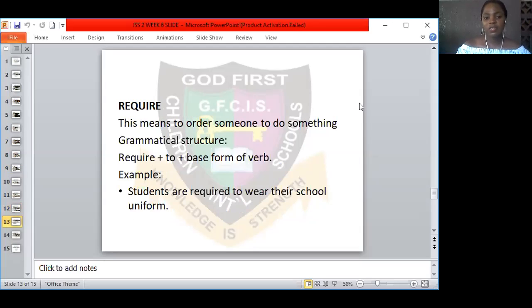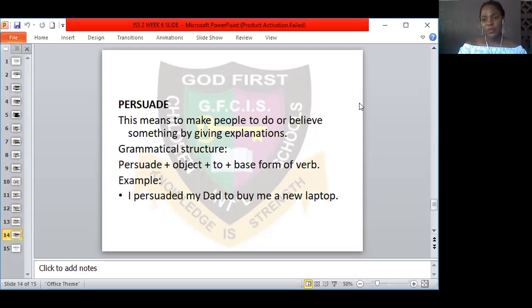Moving on to the next causative verb, which is require. This means to order someone to do something. And the grammatical structure of this is require plus to plus the base form of the verb. Example: students are required to wear their school uniform.